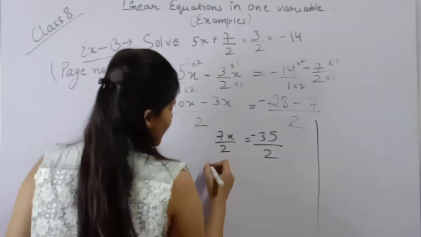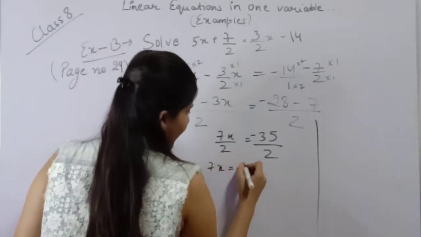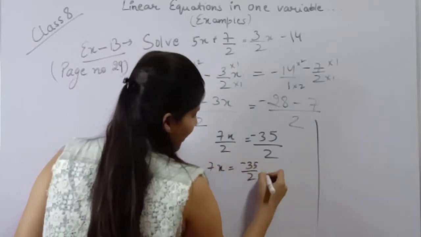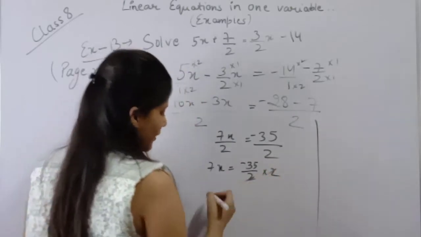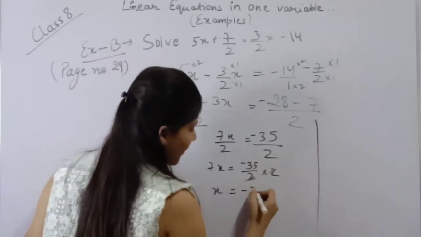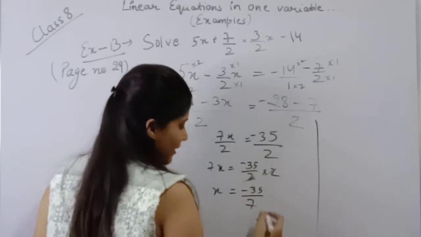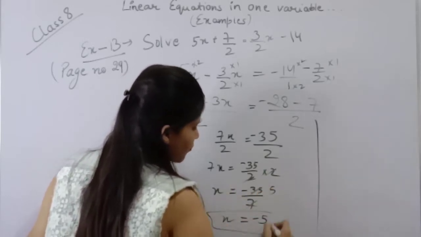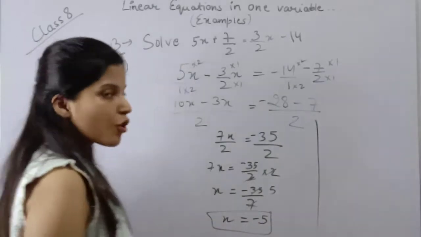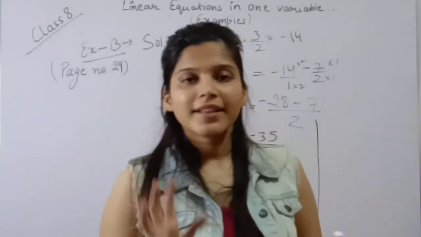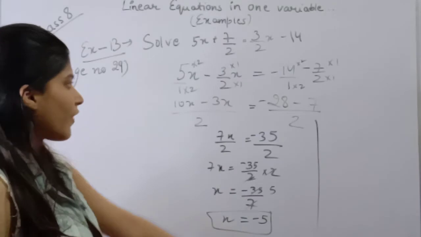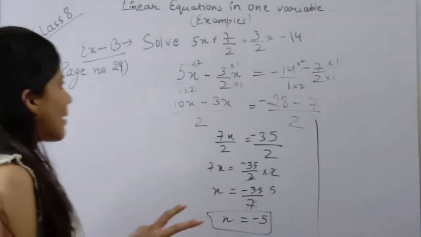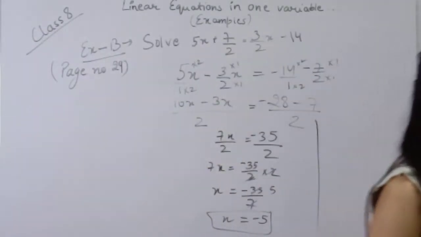So now 2 is in division. So now here it will be in multiplication. So 2 2 cut. Now the value of x is minus 35 upon 7. 7 5s are 35. So the value of x comes out to be minus 5 and not 3. Okay, the value of x comes out to be minus 5. So this was our example number 13 of chapter 2.